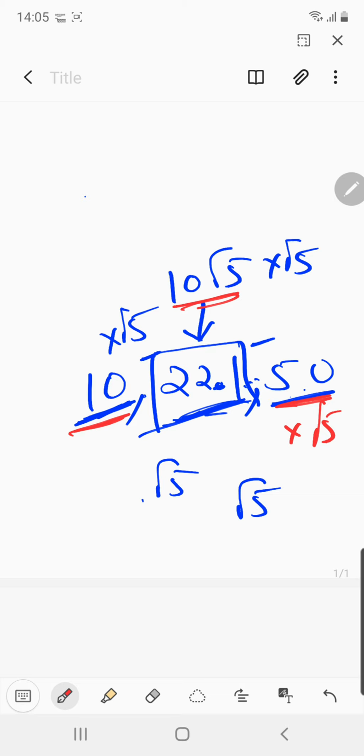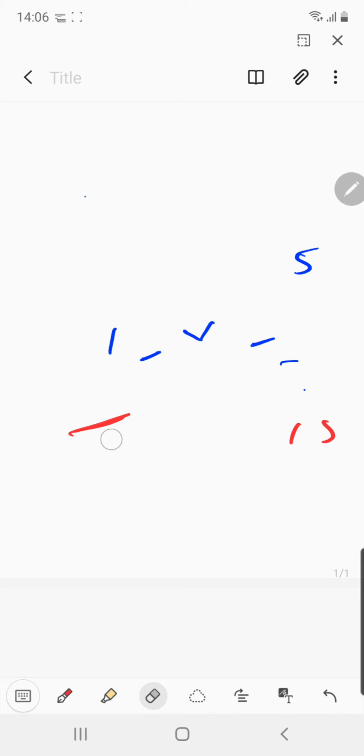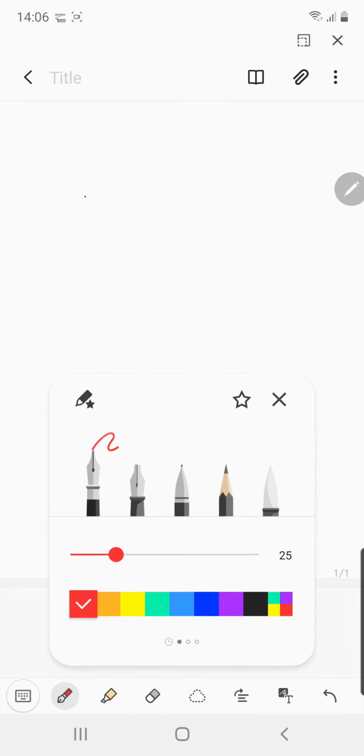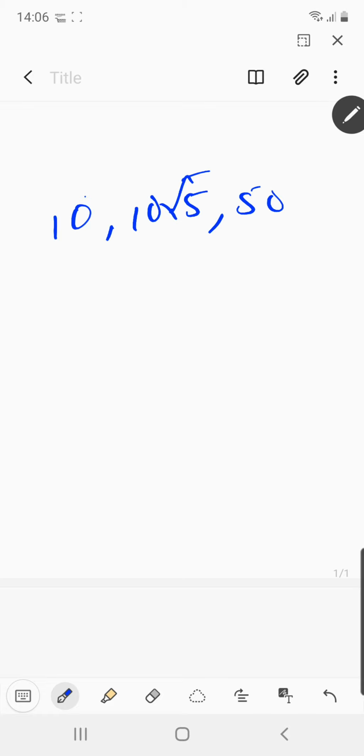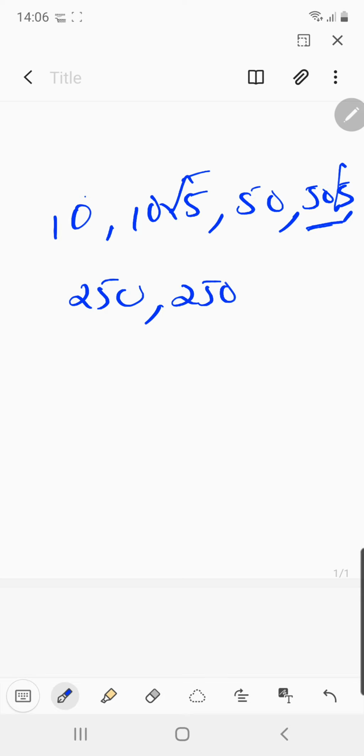So times root 5 would be the fourth number, which is 50 root 5, which is kind of cool because our geometric sequence is now 10, then 10 root 5, 50, 50 root 5, and it goes on. 250, because root 5 times root 5 is 5, times 50 is 250, times root 5, 250 root 5.